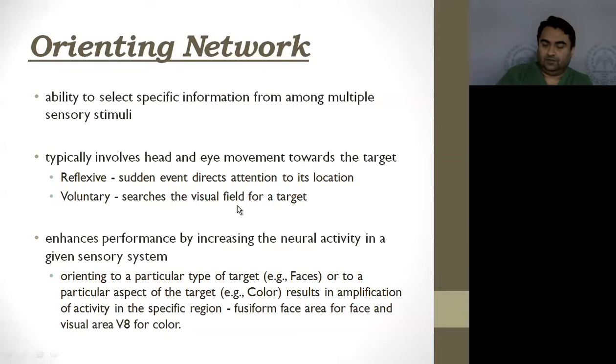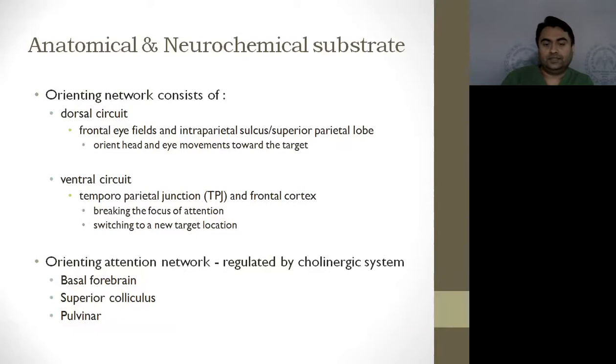And how does it help? It enhances performance by increasing the neural activity in a given sensory system. For example, you're orienting to a particular type of target, like a face, or an aspect of the target, like color, and this results in amplification of that particular area in the brain. For example, the fusiform face area once you detect a face, or a visual area for color detection and identification.